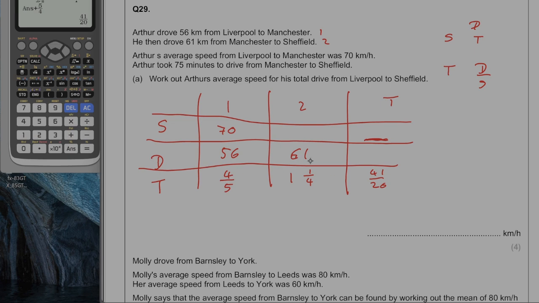I'm going to work out my total distance, which is 56 plus 61. So we're looking at a total distance of 117 and a total time of 41/20. So his average speed is equal to the distance, 117, divided by that fraction, 41/20. And again, we can treat that just like that. So if I go for my answer divided by, and I'm going to put in a fraction here, 41/20.